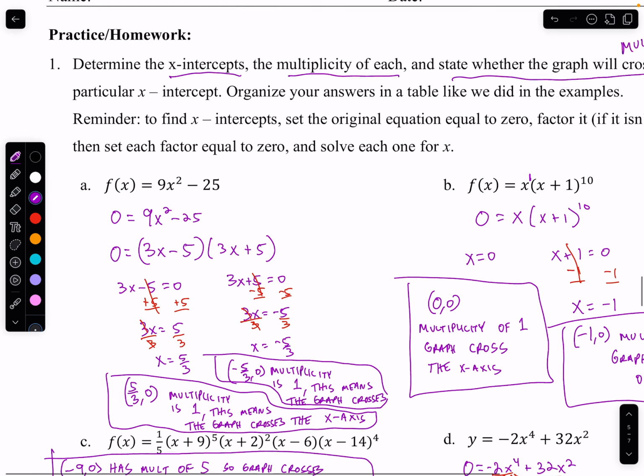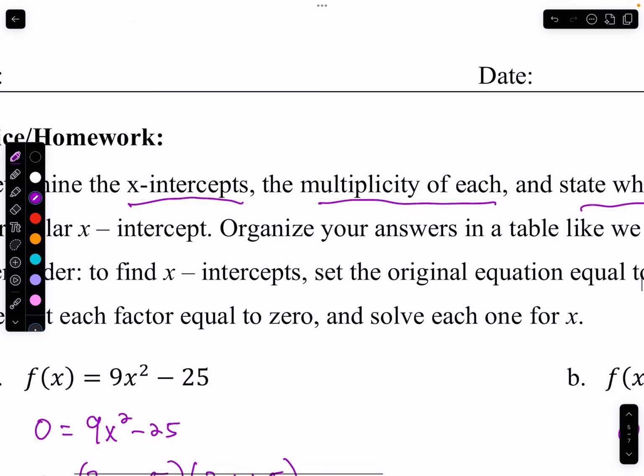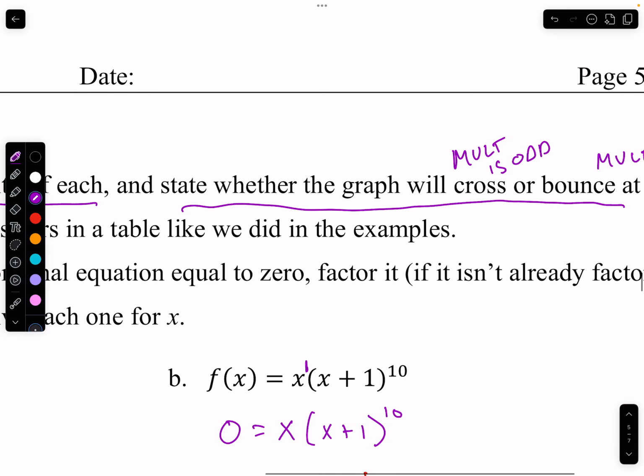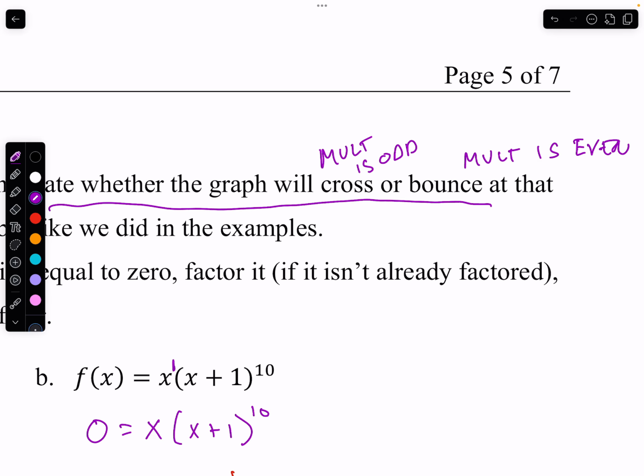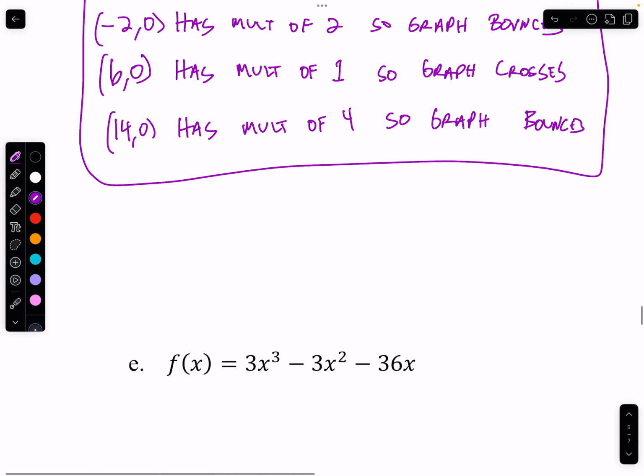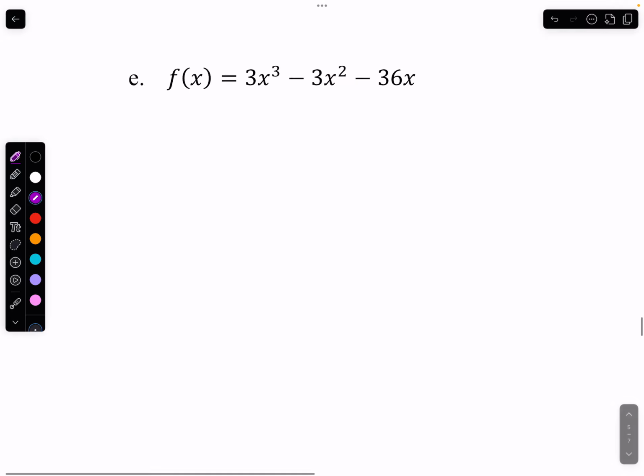All right, so we're going to look at right here. Remember, we're finding the x-intercepts, the multiplicity, and stating whether the graph crosses or bounces. And that's going to deal with the multiplicity. So we're going to first find the zeros by setting equal to 0.